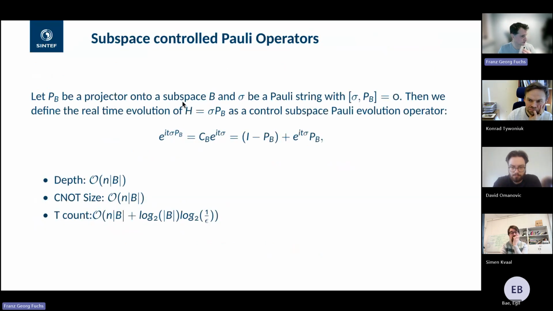And then we looked into how you can do this more generally, and you can have these subspace controlled Pauli operators. In general, you can have any Pauli string sigma and a projection operator, and if they commute, then you can implement this. We proved this with a depth of n times b, and the CNOT size is n times b. And if you are fault tolerant, you need to approximate your rotational gates, and this scales like this, where epsilon is a given tolerance.